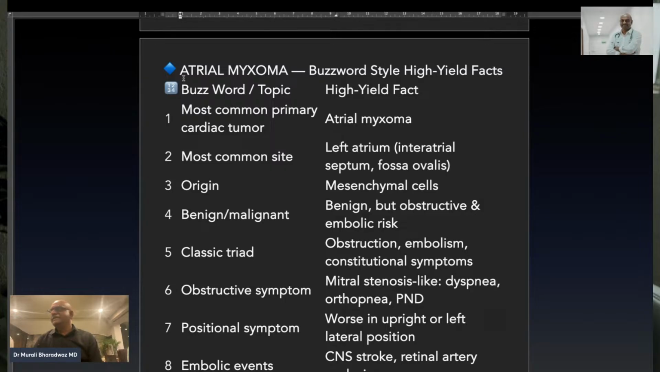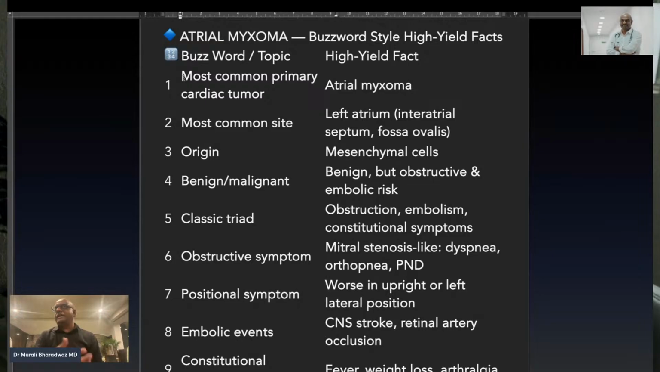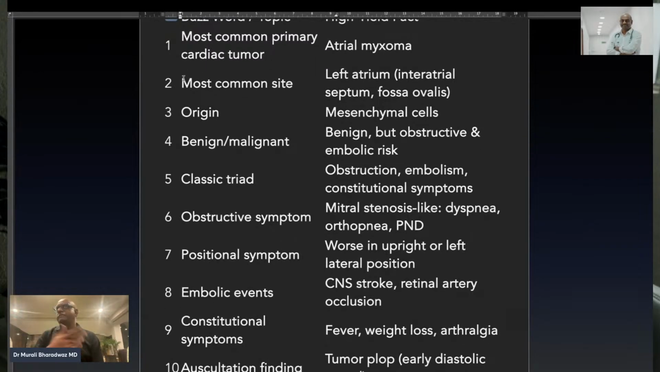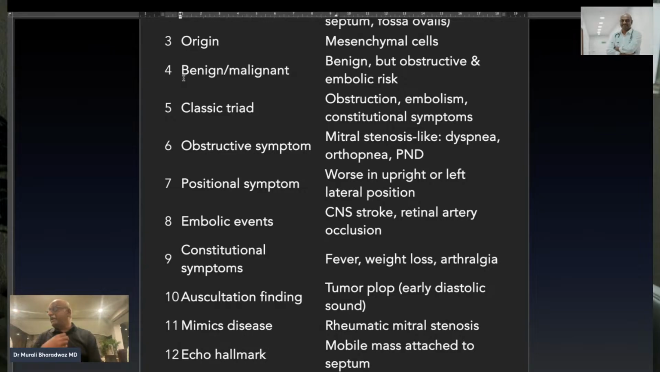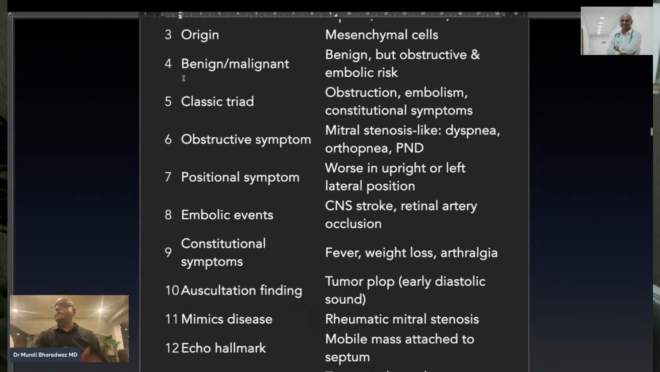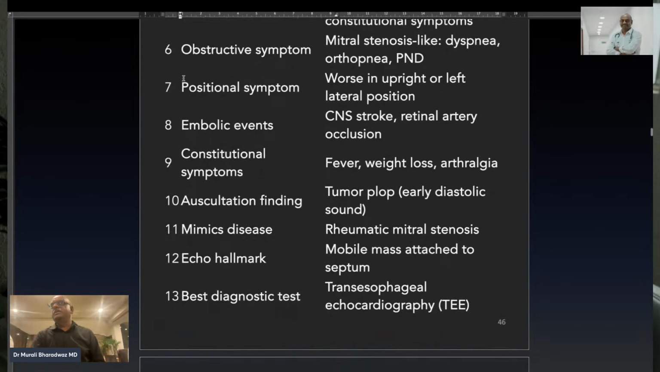Then comes atrial myxoma. The most common primary cardiac tumor is atrial myxoma. Most common site is the left atrium, originating from mesenchymal cells. It is very much benign, but it can embolize, and it can lead to obstruction at the level of the left atrioventricular valve, the mitral valve. So it presents like mitral stenosis.